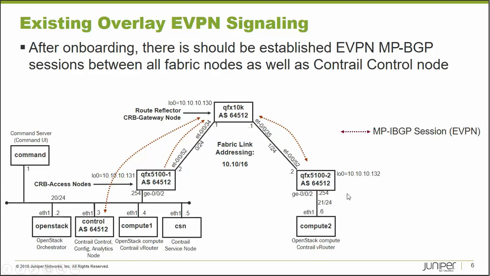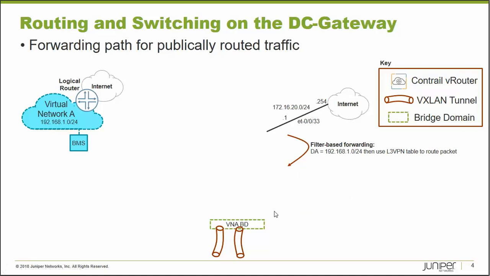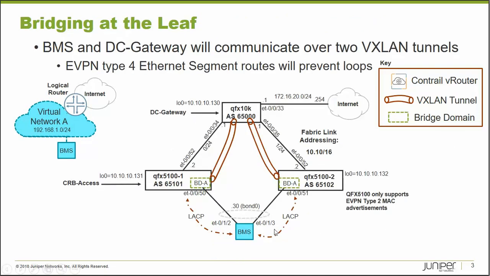We have done a brownfield onboarding of this IP fabric, and because this guy is a route reflector for this overlay network, you'll see that we have EVPN sessions built from the control node to the QFX10K, from the QFX5100 to the QFX10K, and also between these two as well. So those should be established. So what we're going to do is try and get this up and running, which is this here, okay?